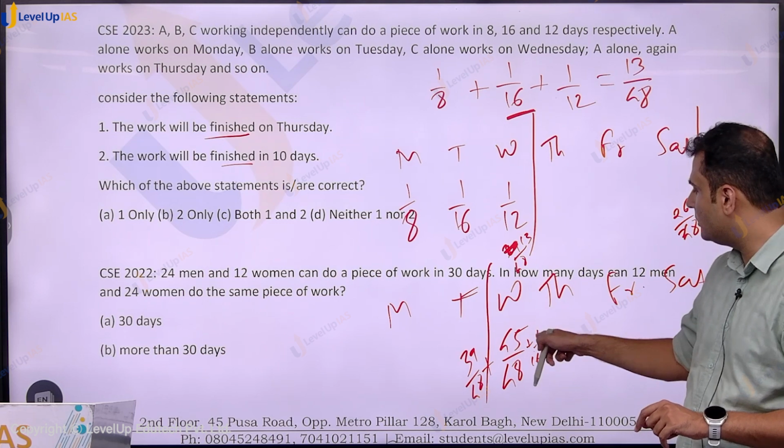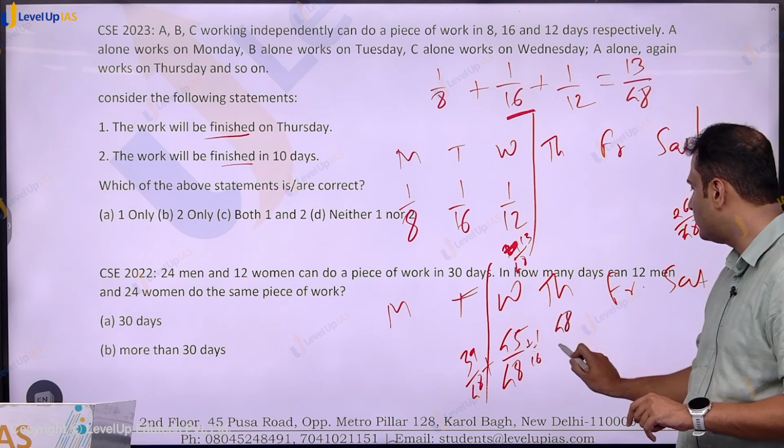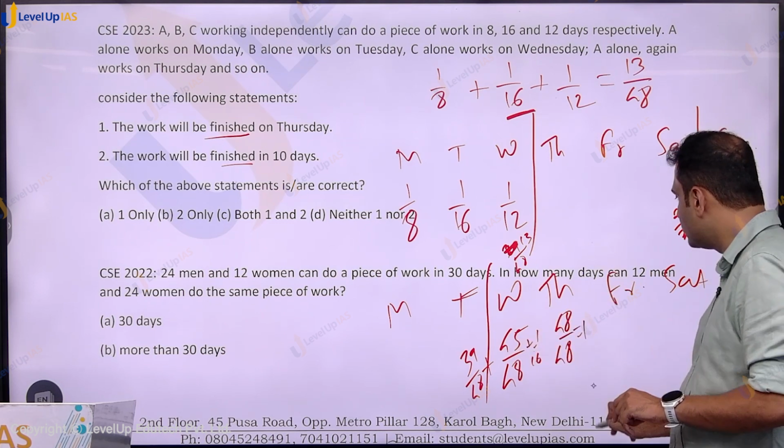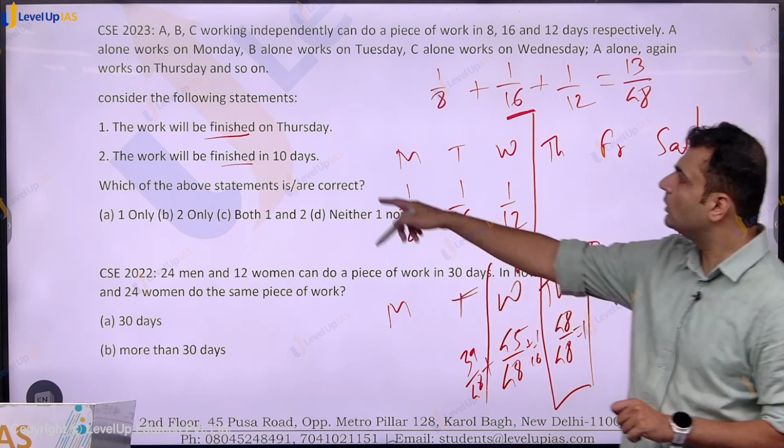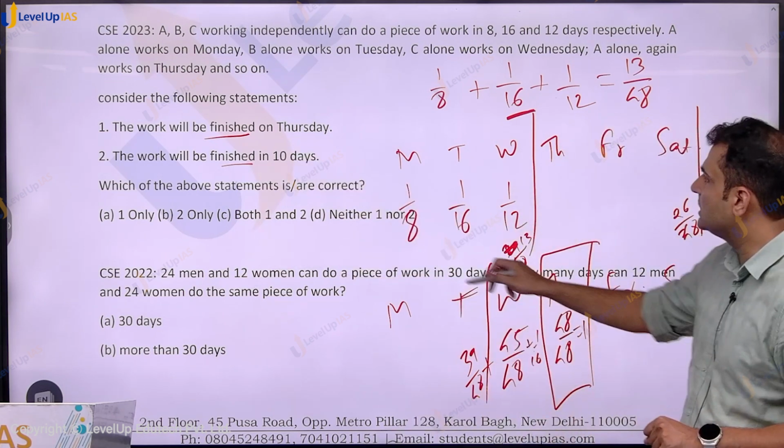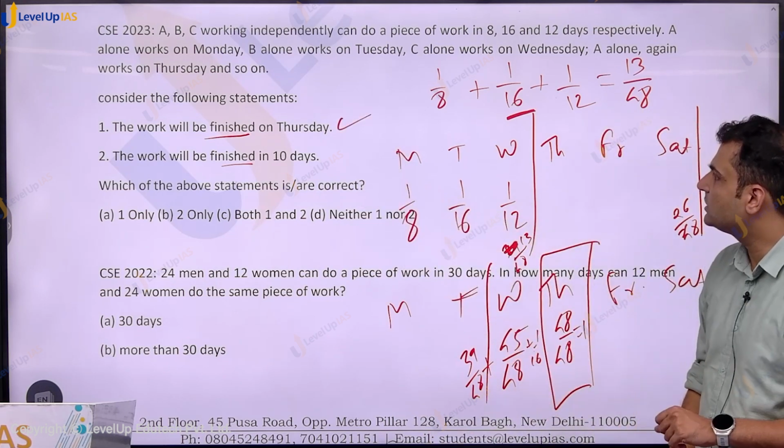3 से multiply करोगे 45 plus 3, 48/48. So it is equal to 1. So on Thursday, full work is completed. Work is finished. Question देखो, the work will be finished on Thursday. बिल्कुल सही बात है. Work will be finished in 10 days.